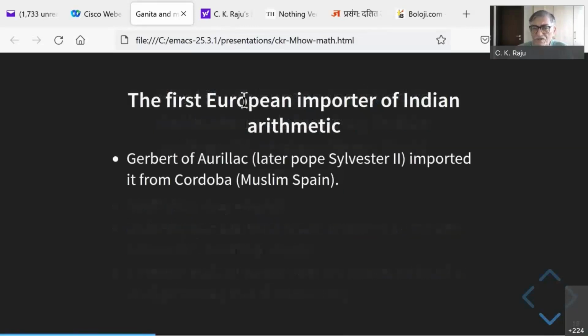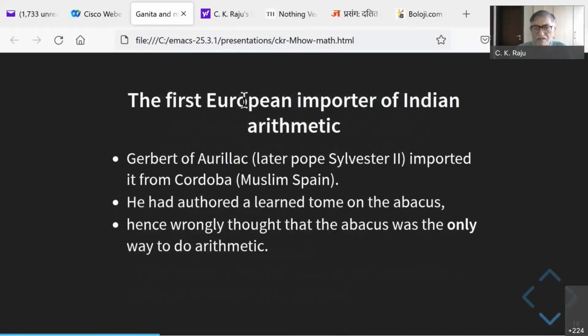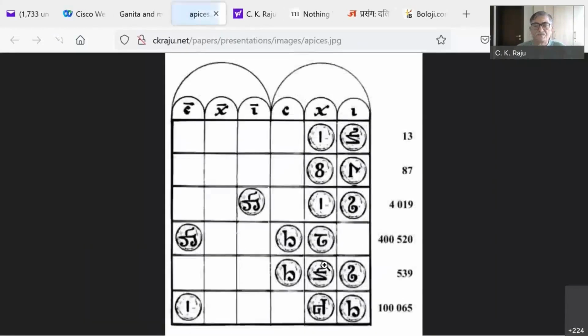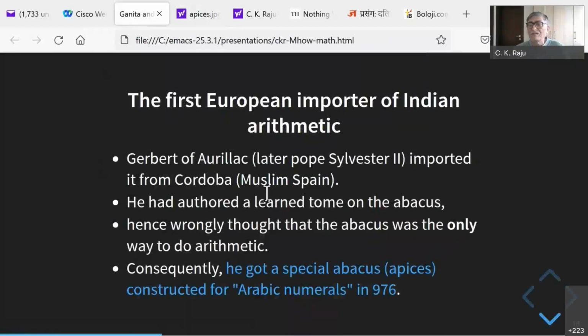So the first importer, of course, was Gerbert of Aurillac. What he did was that he got a special abacus constructed because he had written a book on the abacus. He thought that's the only way to do arithmetic. This is from 976. These are the first so-called Arabic numerals. Take a look at them. Now, the point that you see is that he understood that a blank space represents 0. He understood that point. But what was the critical thing that he did not understand?